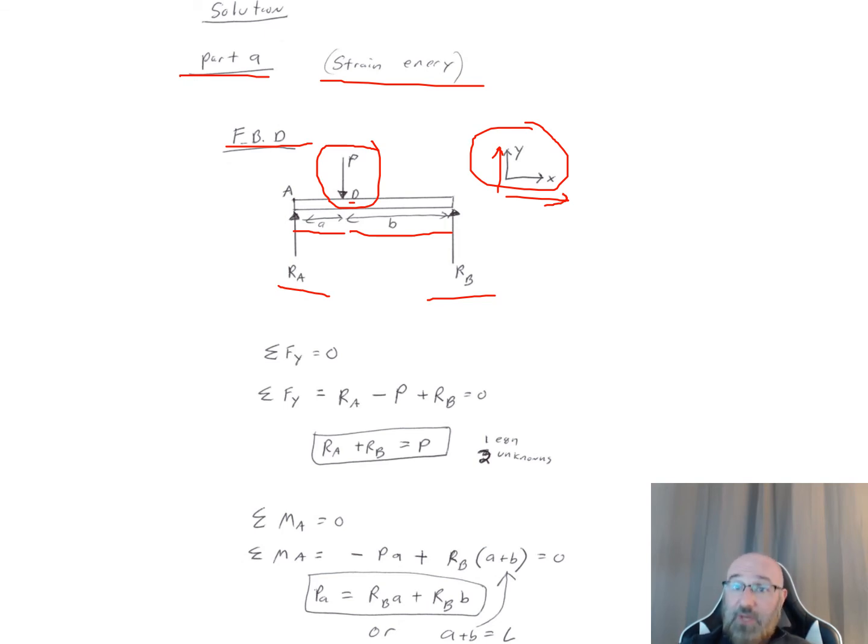With this free body diagram, I'm going to do my equilibrium equations. Let's take a look at my forces in the y direction. The summation of forces in the y direction is equal to 0. So what are my forces acting in the y direction?